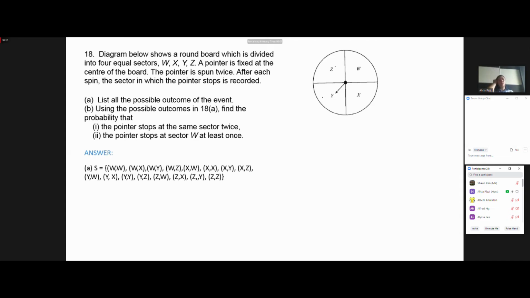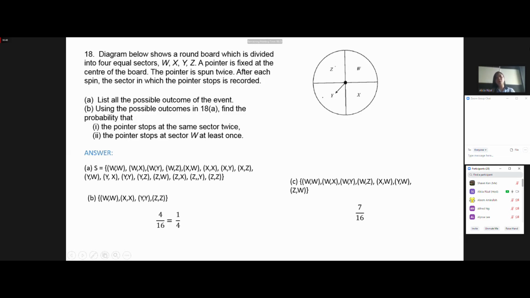Now, using the possible outcomes in 18A, find the probability. Again, you need to jot down your outcomes. So the answer is 1/4. And question B, Roman 2. I did not see the question, I accidentally put C here. It stops at sector W at least once. So it can be 2 times. So it can be WW, WX, WY, WZ, even XW, YW, and ZW. So the probability is 7/16.